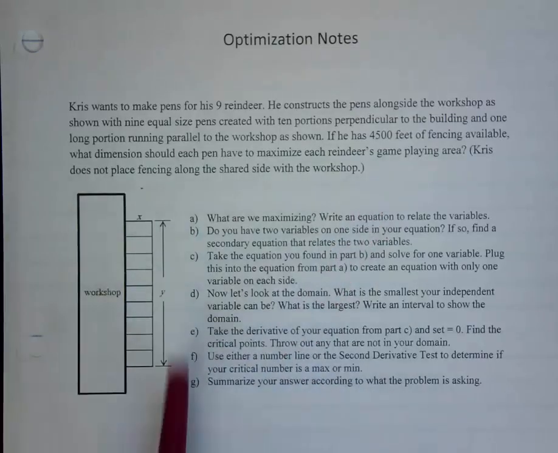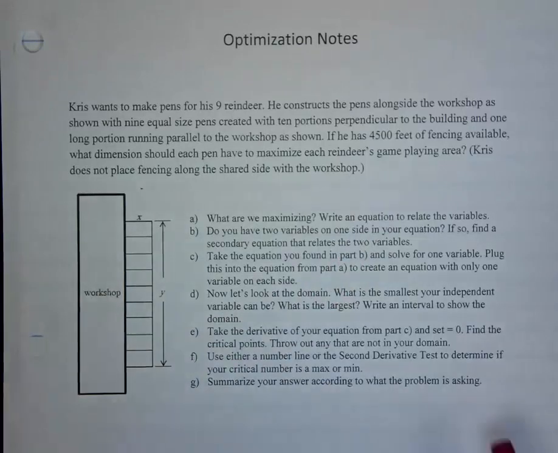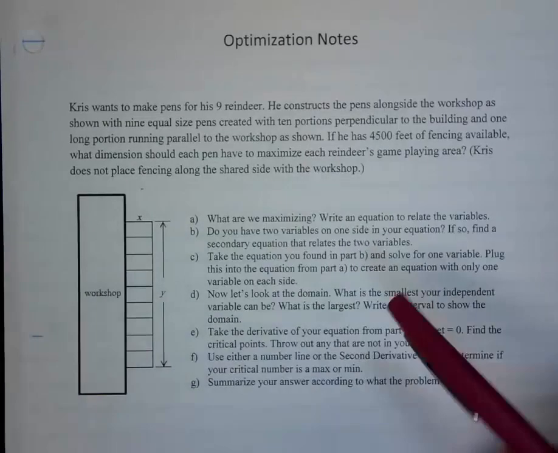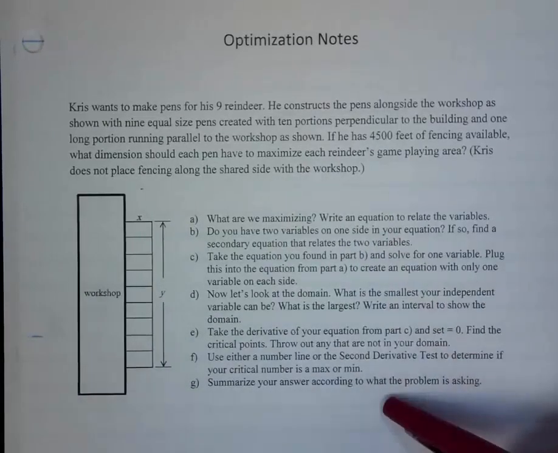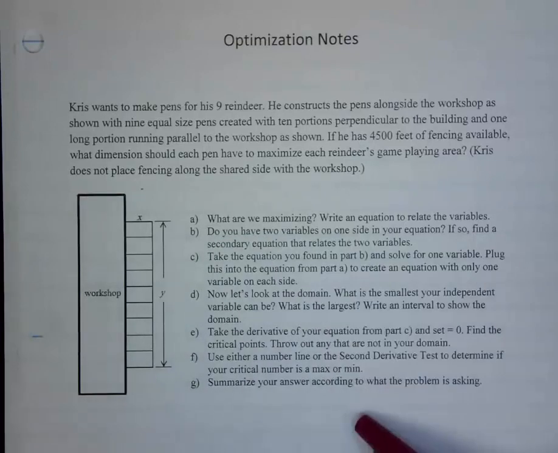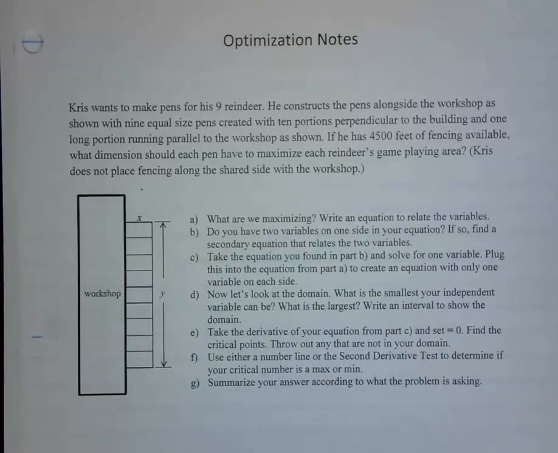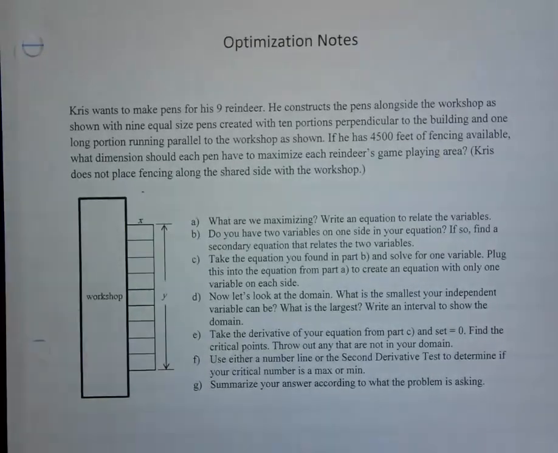This worksheet right here, your notes, is set up with this A through G. Now this A through G is thinking questions. So as you do the homework, you may want to come and refer back to this because it's kind of the thought process you need to go through as you do your problems. So we're going to do this one together. It's got a little bit of a Christmas theme to it.